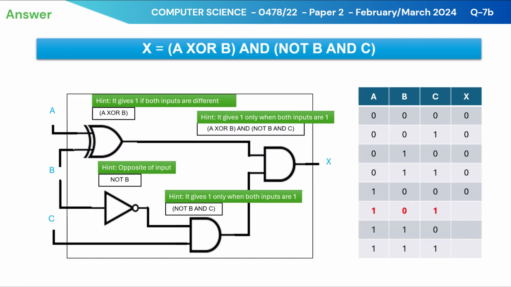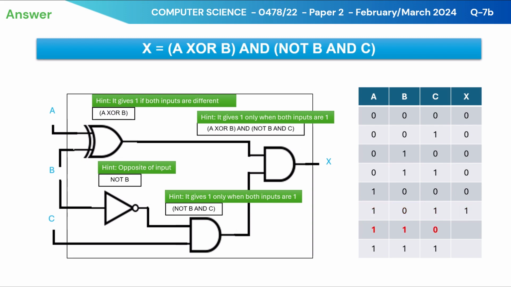Excellent. Let's move to the next set of inputs, where A is 1, B is 0, and C is 1. 1 XOR 0 will be 1. Then NOT 0 will be 1. Then 1 AND 1 will be 1. Lastly, 1 AND 1 will result in 1, which is the answer.